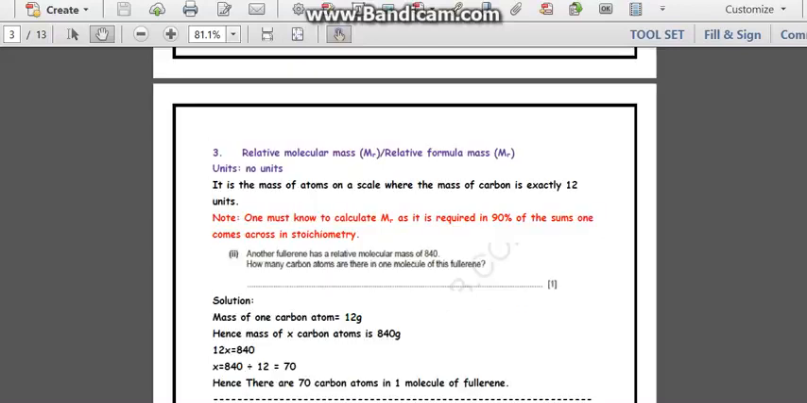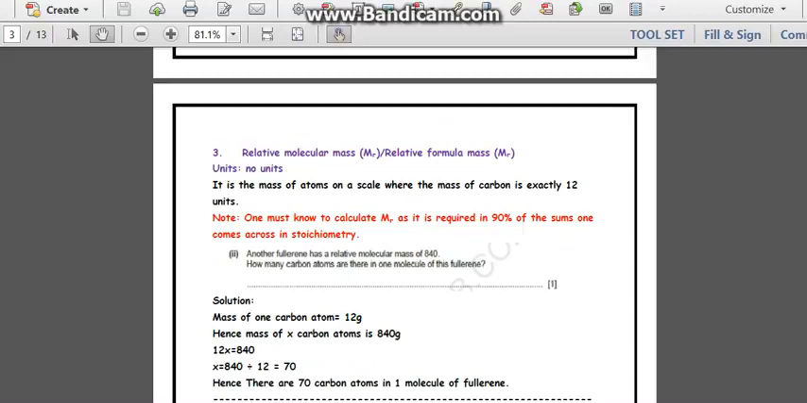The third subtopic is relative molecular mass (Mr) or the relative formula mass, again Mr. As you can see, these are very relative terms and therefore they do not have any units. Definition has been given to you. Also, it has been mentioned that one must know to calculate the Mr, as it is required in 90% of the sums one comes across in stoichiometry. Let me tell you, 90% is just a number I thought of. It could be even 99 or 100%.